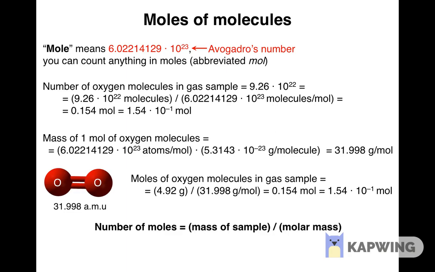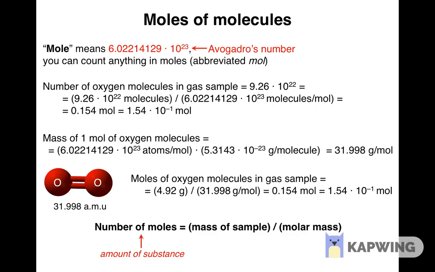Generally, the number of moles of atoms or molecules in a sample is equal to the total mass of the sample divided by the molar mass for the atoms or molecules out of which it is made up. The number of moles of atoms or molecules of a substance is referred to as the amount of substance.